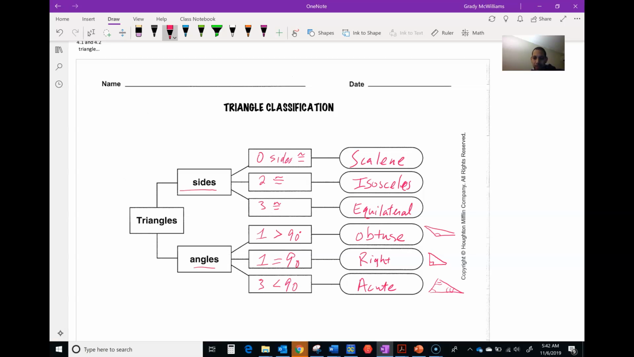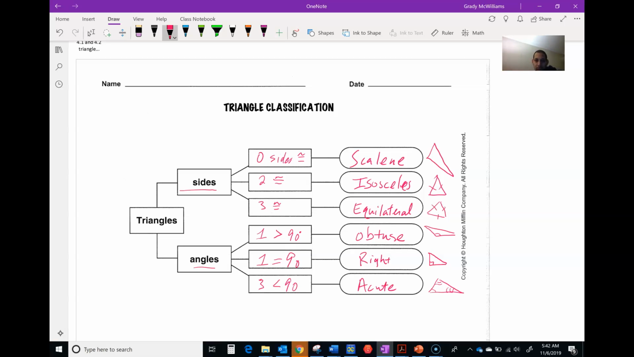Okay, and I should probably draw a picture of the other one too. Scalene is when none of the sides are equal, so it could be something like this. Isosceles is when 2 sides are equal. Remember we mark equal sides with little tick marks, and equilateral is when all 3 sides are equal. It looks something like that.